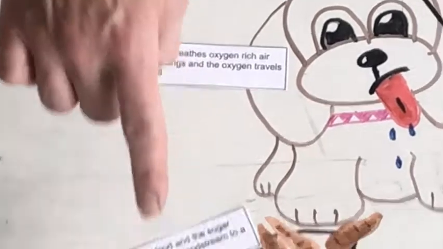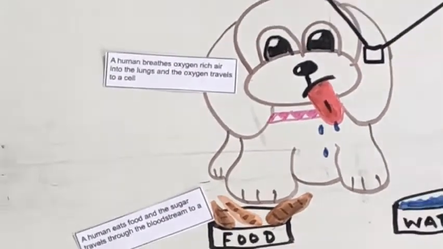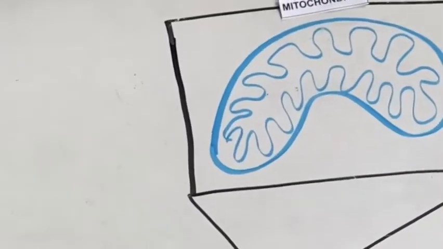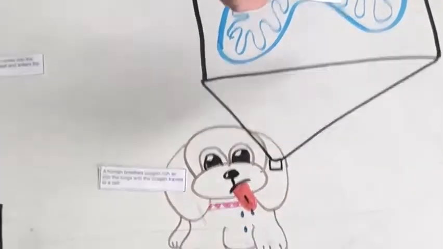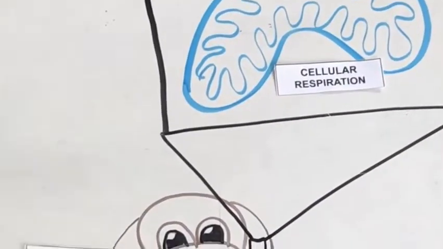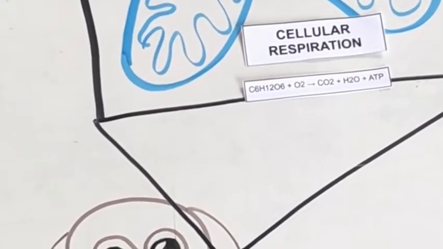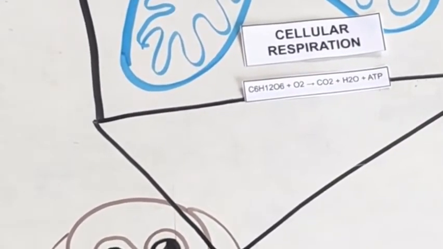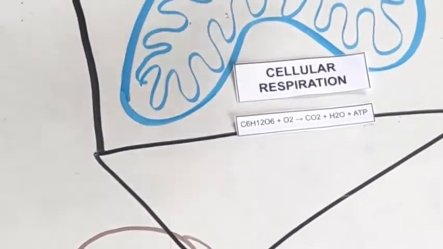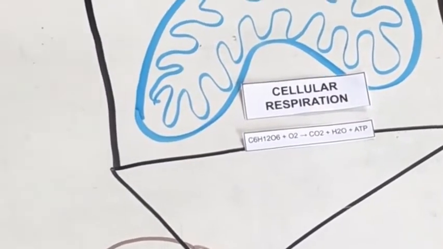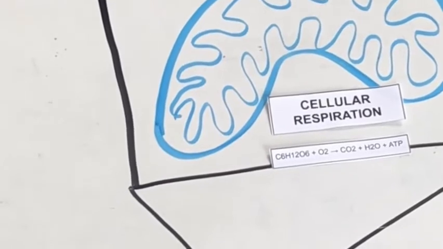And so these two ingredients, the sugar and the oxygen, are going to travel to a mitochondria in a cell. Here, cellular respiration will occur, and you will have the sugar mixed with the oxygen, and this will give you carbon dioxide, water, and ATP. The ATP will be used to power all the cellular reactions in the body.